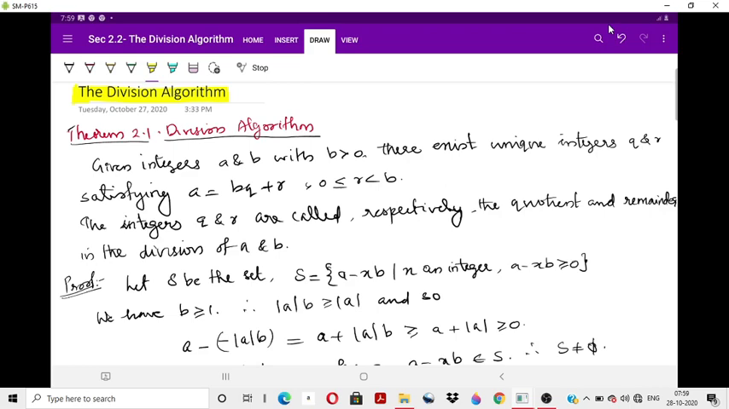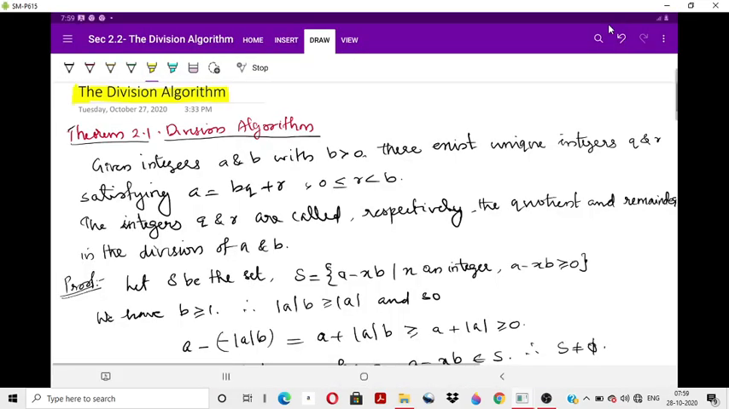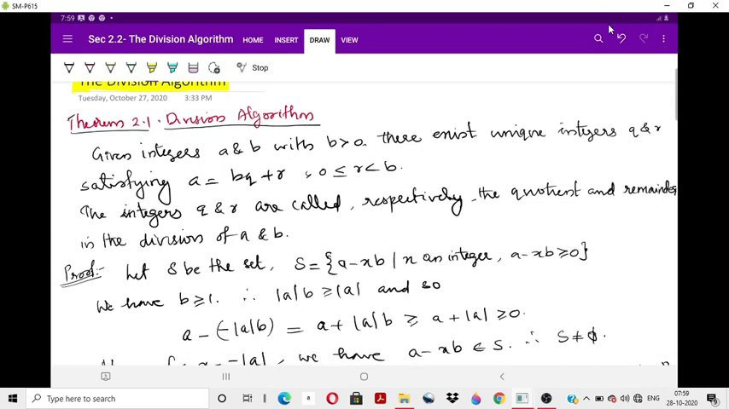That means the theorem states that when an integer a is divided by a positive integer b, there will exist unique integers q and r such that a = bq + r, with the property that the value of r lies between 0 and b, strictly less than b, or 0 ≤ r < b. The number q is called the quotient and r is called the remainder in the division.